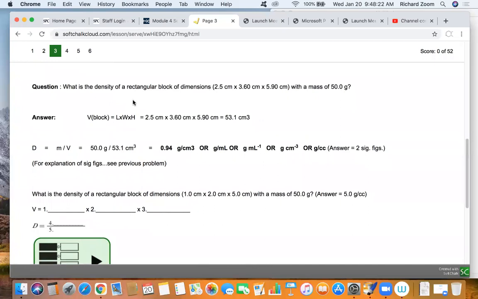Similar problem here. Here we've got a rectangular block. Again, to get the significant figures, we go back to the problem and we look for what has the least significant figures. We've got 2, 3, 3, and 3. So the answer comes out to be 2. So that will be 2 significant figures. That's where the 0.94 comes into play. Does anybody have any questions?